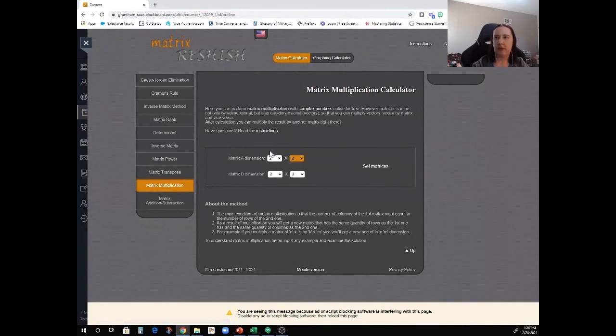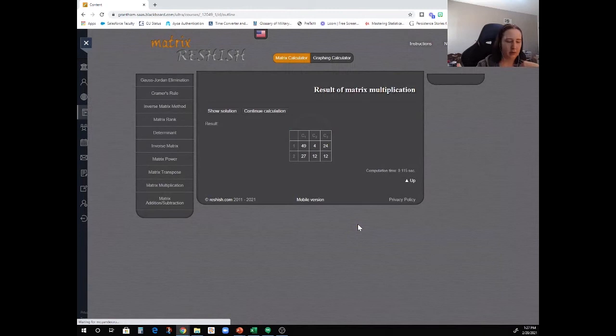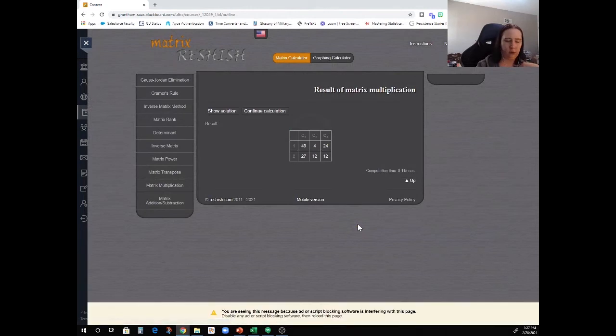And then you pick the size. So our first matrix is a 2 by 2. Our second one was a 2 by 3. And then you plug in your numbers. So I'm going to just double check that I didn't make any math errors because it's pretty easy to do. Second one, 0, 6, 0, 3. I'm just hitting tab. That gets me to the next number. And then calculate. And hopefully this matches. 49, 4, 24, 27, 12, 12. Perfect. Okay.